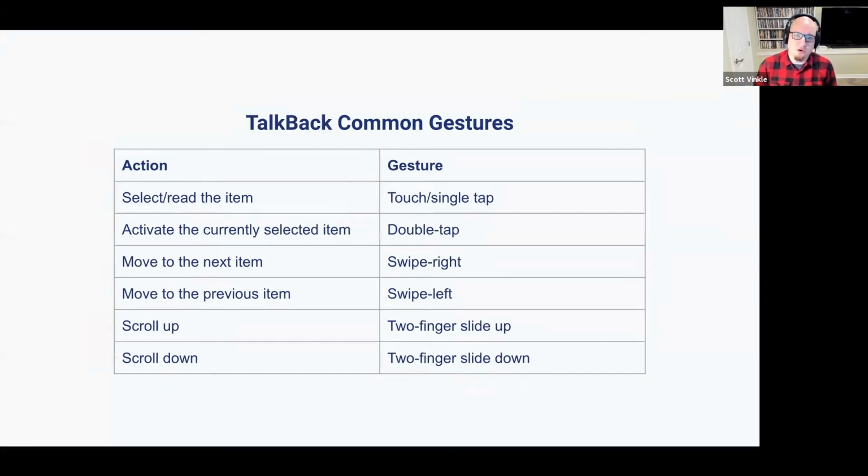And then for Android users, here's some more common gestures. So selecting or reading the item is a touch or a single tap. Activating the current selected item is a double tap. Moving to the next item is swipe right. Moving to the previous item is a swipe left. And scrolling up in this case is only a 2-finger gesture of sliding up. And scrolling down is a 2-finger gesture of sliding down.